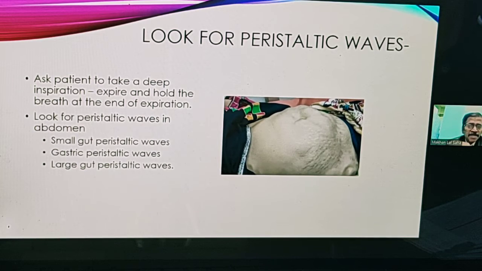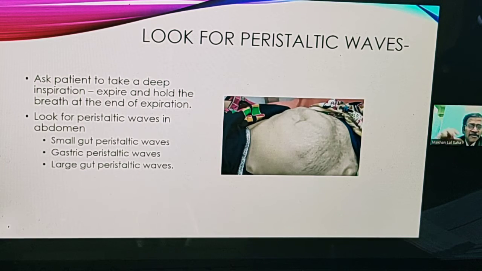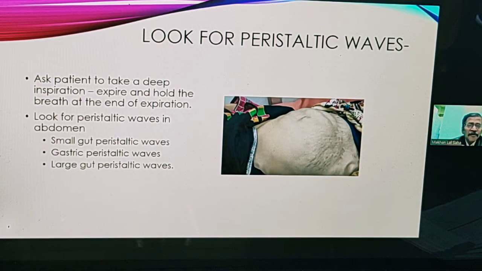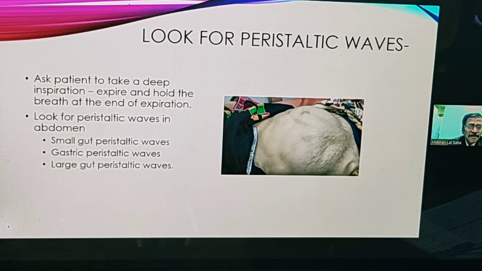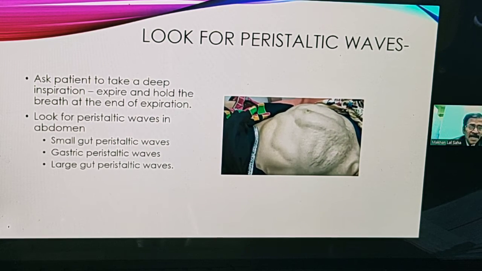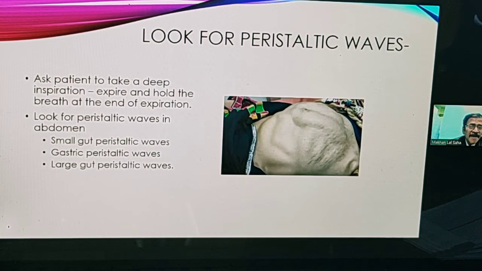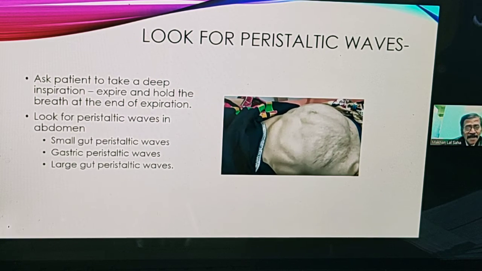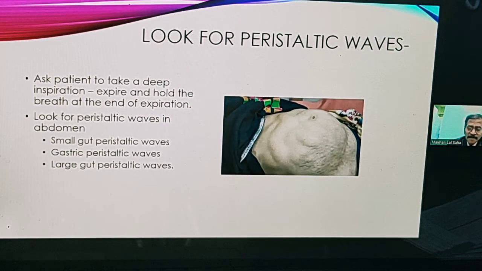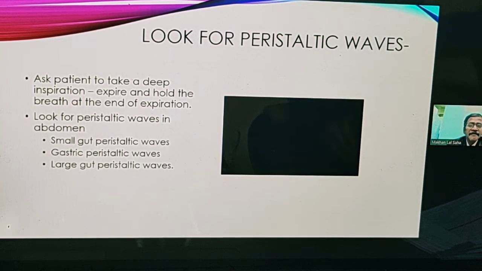You should sit by the side of the patient, ask the patient to take a deep breath at the end of expiration, and you look in the abdomen for about 1 to 2 minutes, and you look for the peristaltic waves. If the peristaltic waves are present, you describe the pattern of peristaltic wave. Here you can find the peristaltic wave in the central abdomen and moving from up and down like a step ladder, suggestive of small bowel visible peristaltic waves.